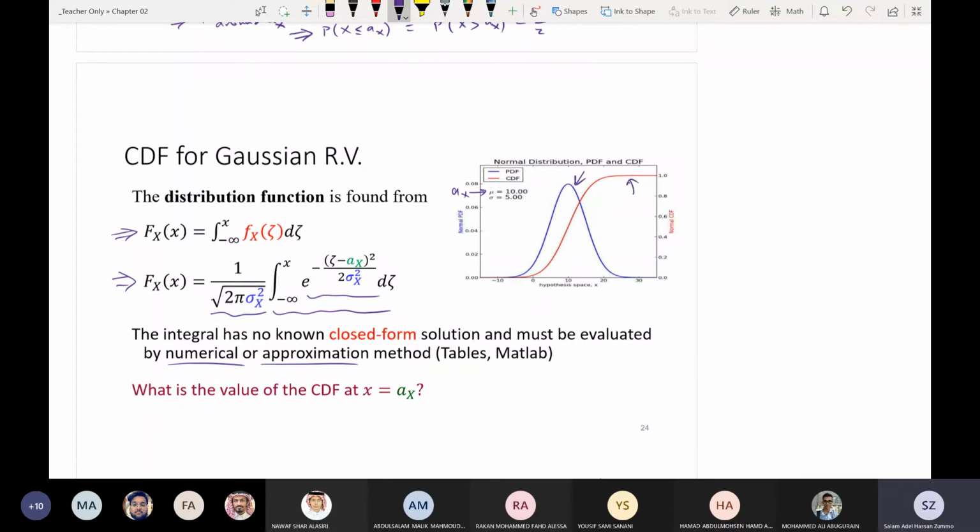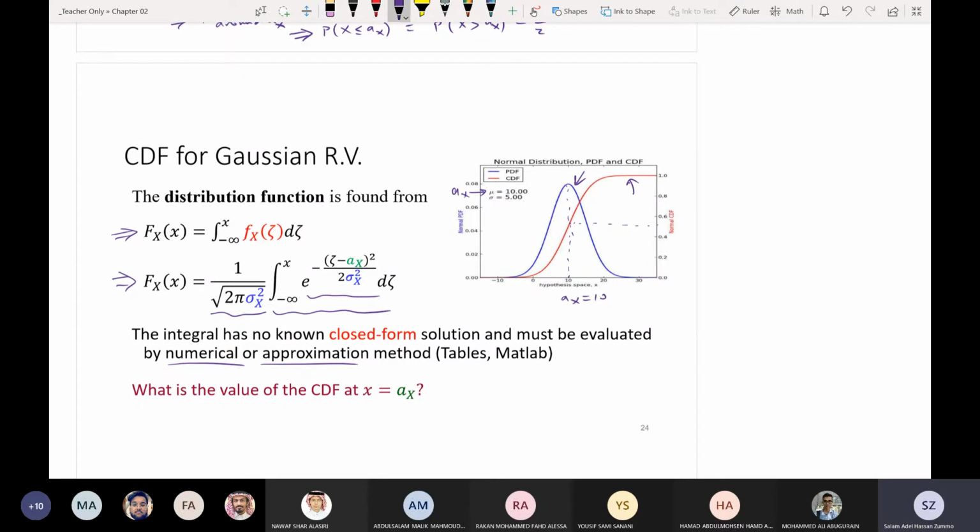زي ما قلنا دائما CDF exceeds 0.5 at the average. So what is the average here? It's the center of the curve. كم الافريج هنا؟ شباب؟ 10. 10. Exactly. طيب.